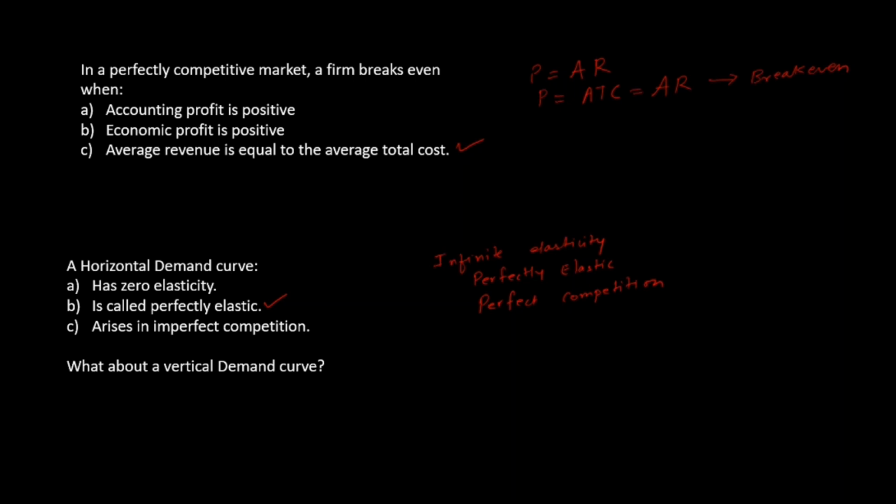What about a vertical demand curve? So a vertical demand curve is exactly the opposite. It has zero elasticity. It is perfectly inelastic. Perfectly inelastic. And it arises in imperfect competition. So if I look at the options, I have option A and option C, which is correct.